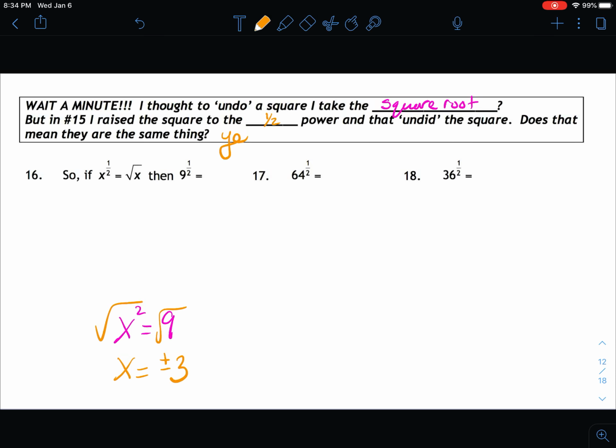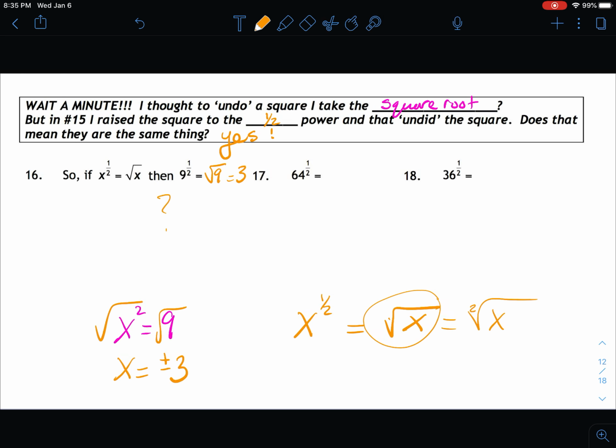Does that mean they are the same thing? Yes, they are. So we know that x to the 1/2 is the same as the square root of x. You could write this little index in here as a 2. Normally, you do not see that for a square root. For a cube root, a fourth root, you will always see the index shown. But for a square root, typically, we don't see the little index written in here. Okay, so if x to the 1/2 is the square root of x, then 9 to the 1/2 is the square root of 9. And we know that that is equal to 3.